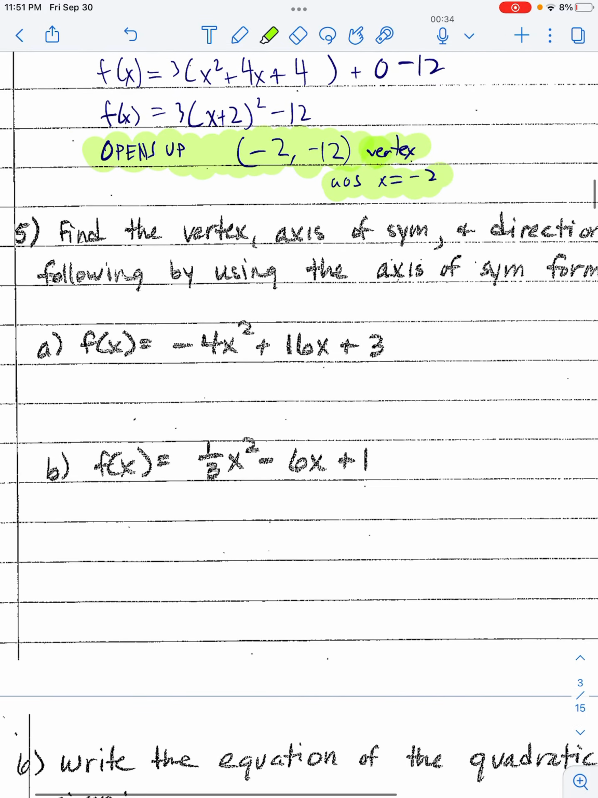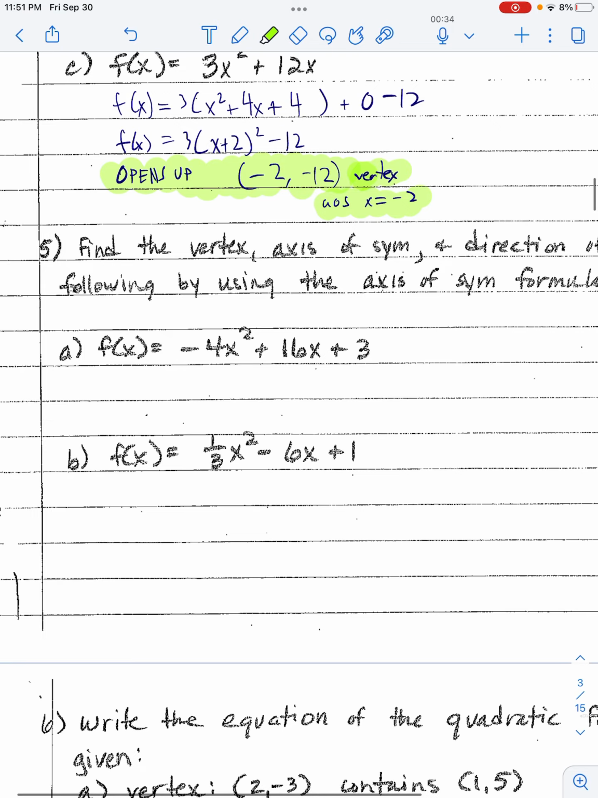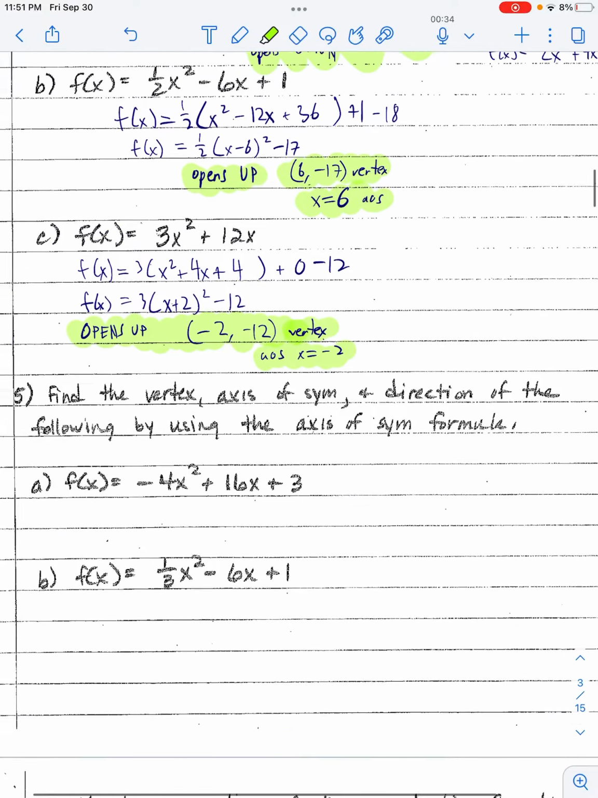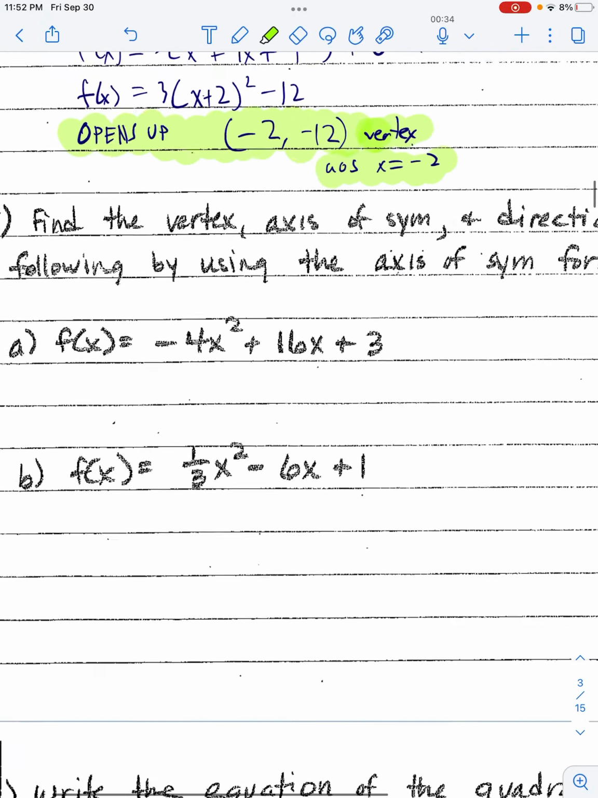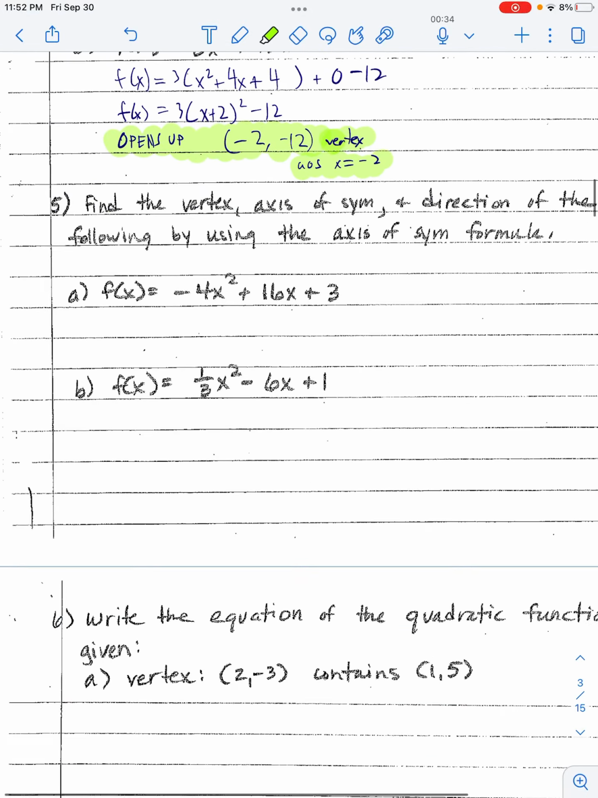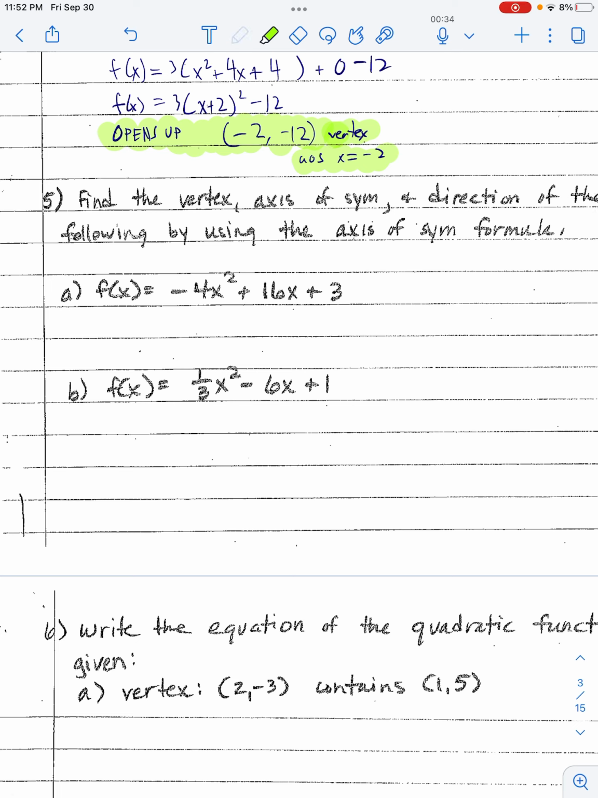All right, so now the challenge is to find the vertex, axis of symmetry, and direction of the following quadratics by using the axis of symmetry formula. So instead of completing the square and rewriting these in vertex form, they want us to find everything using a special formula. Here's how this works. The x-coordinate of my vertex is equal to the opposite of b all over 2a.